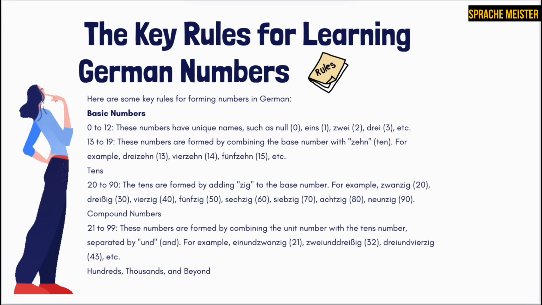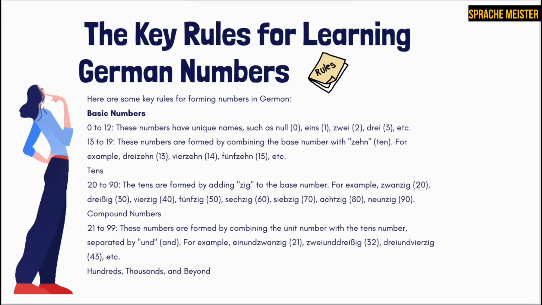The third one is the tens from 20 till 90. For the tens, we take the base number and add zig. Zig means ZIG, kind of like adding TY in English. So we get zwanzig for 20, dreißig for 30, vierzig for 40, fünfzig for 50, and up to neunzig for 90.